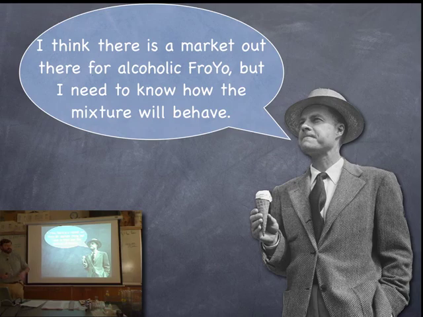Okay? So we've got this great carbonated beverage for the kiddies. Now the troop leaders are all looking for something to take their minds off the fact that they have to deal with these little kids all day. So some alcoholic frozen yogurt might be just the treat for them.